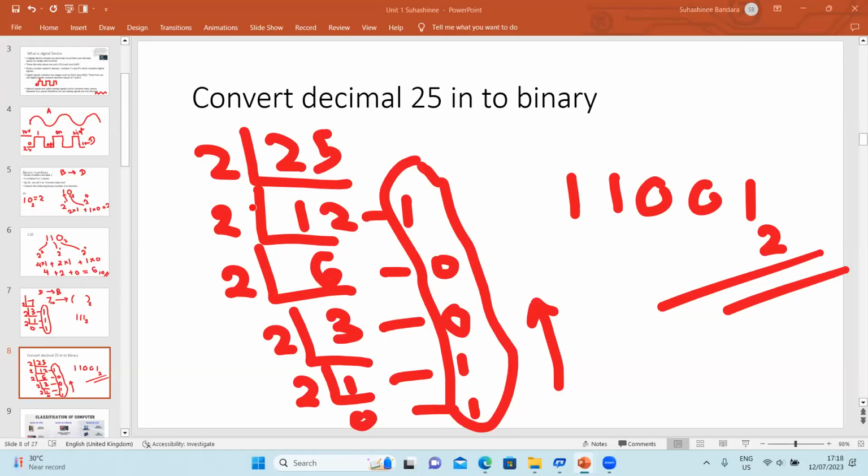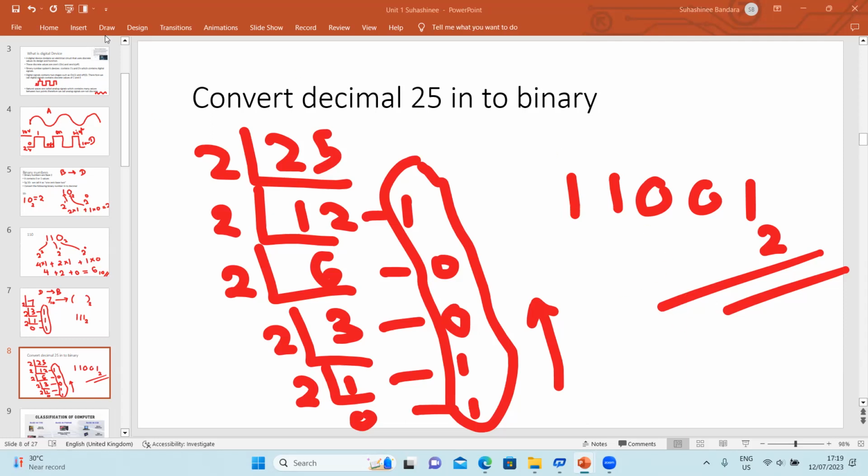Okay, so the number is 25. 25 divided by 2, 12. So inside 25, there are 12 groups of two, one remains. So take the 12 and divide by 2. 6 groups are there and 0 remains. Take the 6, divide by 2. 3 groups are there, 0 remains. Take the 3, divide by 2. 1 group and 1 remains. So 1 divided by 2, 0 groups and 1 remains. Take from the bottom to top: 1, 1, 0, 0, 1, base 2.